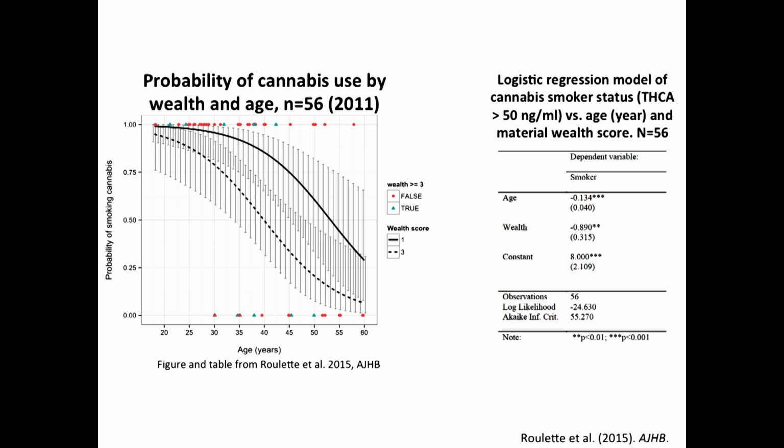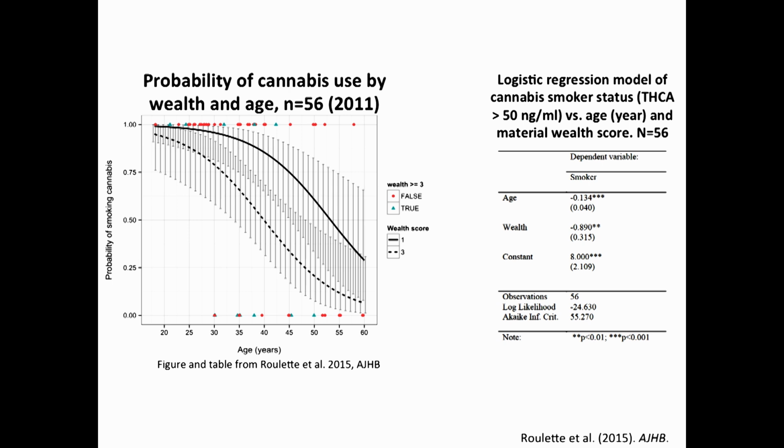And wealth scores were, again, we basically just had to count up material items they had. How many batteries did they have? How many watches do they have? Do they have a radio? Are they wearing a full outfit of clothes? And so wealth score of 1 is low wealth, wealth score of 3 is high wealth.